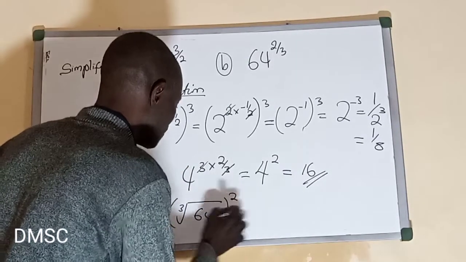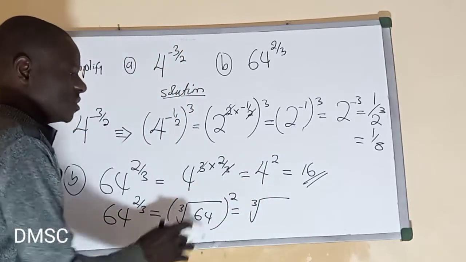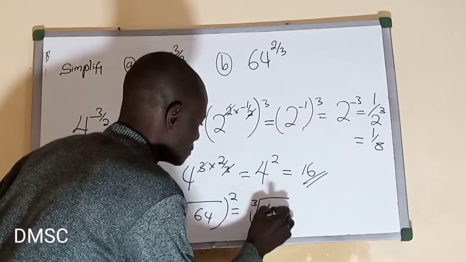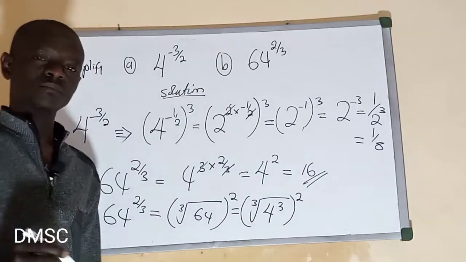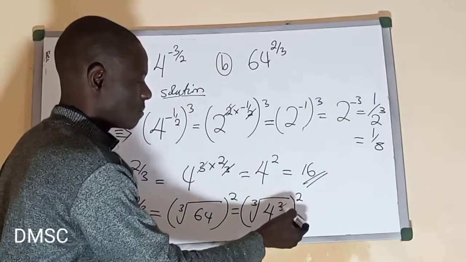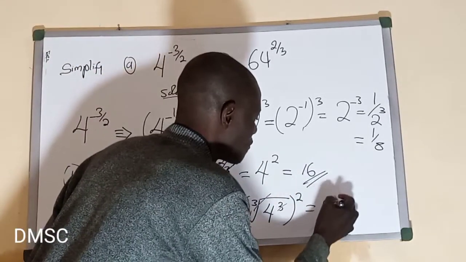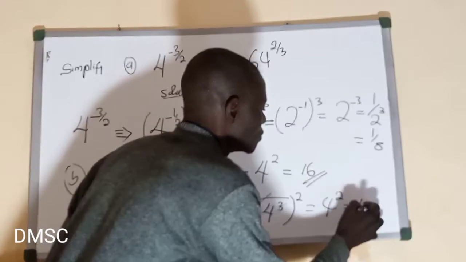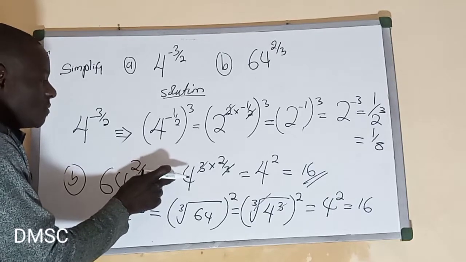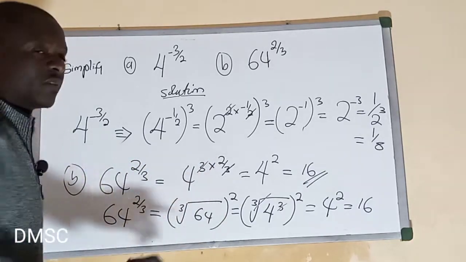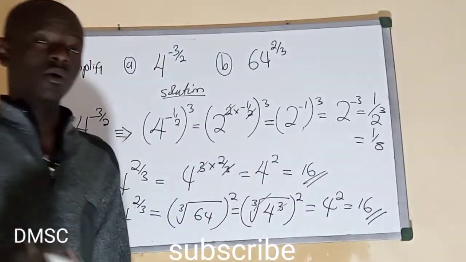So from here we have the cube root of, what is 64? 64 is 4 raised to the power of 3, then squared. From here this power should now go with this cube root. So we now have 4 squared, which is equal to 16. So you see, in either way, whether we follow this process or we follow the fractional index law, we arrive at the same answer, which is 16. I hope you are following.